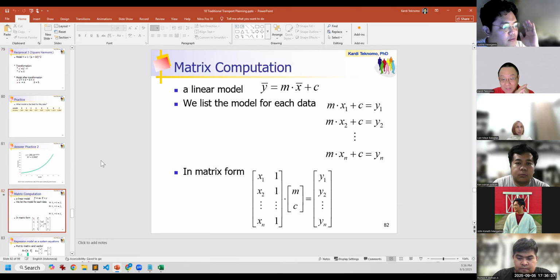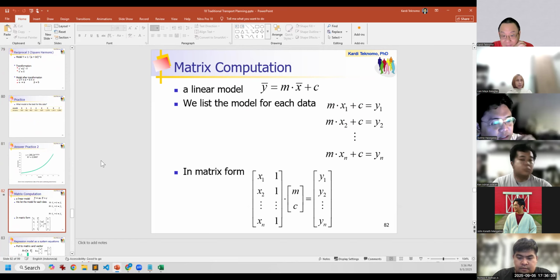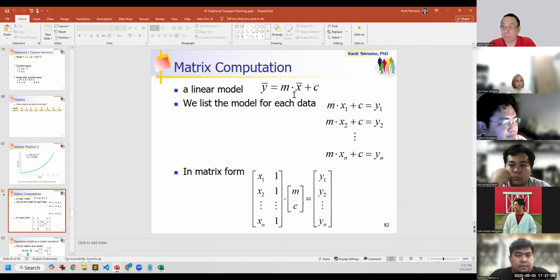Yes, Justin. Sir, I'd like to clarify: will the transformed linear model always follow the format of a plus bx? Yes, I mean the slope format. You can reverse it, you can have it like this: y equal to mx plus c. That's the same. Okay. Thank you, sir.